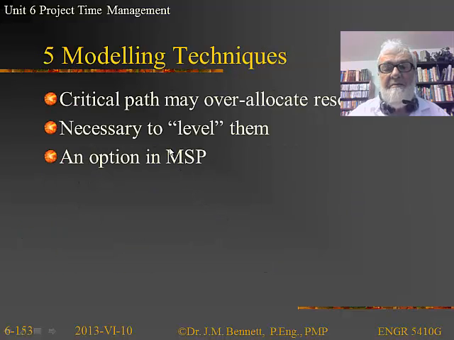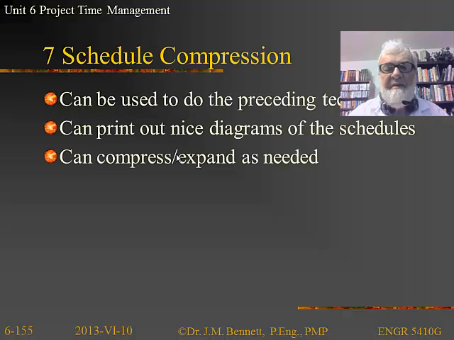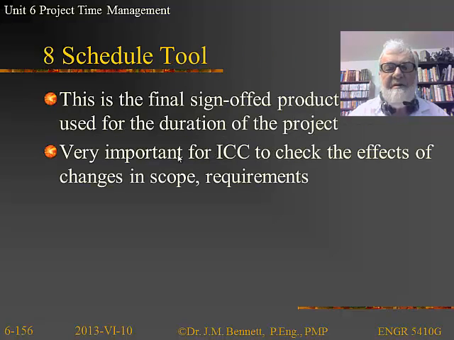Critical path can overallocate resources. As we mentioned, we may have to level them, and that can be done automatically with project management software like Microsoft Project. The leads and lags, we can modify these in the simulation to see how sensitive the schedule is to adjusting the leads and lags to see if it makes any difference. Schedule compression, we can use the examples that we've talked about before to actually do that. And finally, the schedule tool is basically the product that we're going to use to do the schedule baseline for the rest of the project.